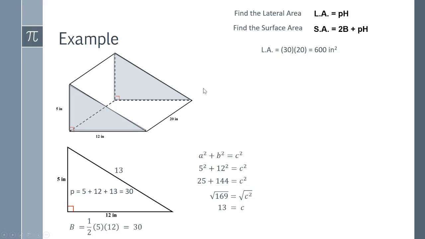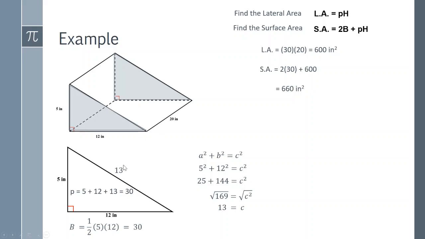Now we're going to find the surface area. Well, the surface area is 2 times the area of the base, so the area of the base is 30. So 2 times 30, plus the lateral area, which we calculated right there, 600. 2 times 30 is 60, plus 600 is 660 inches squared. So that's a triangular prism.